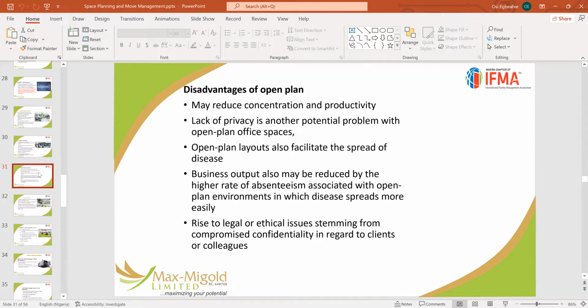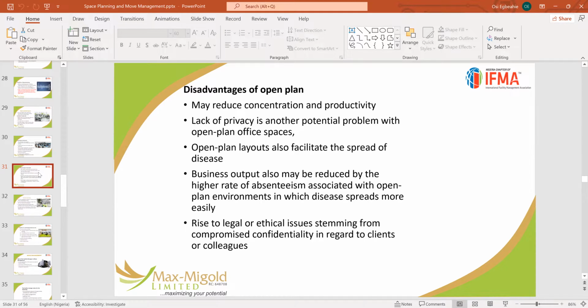Open plan layout also facilitates the spread of disease, something like COVID that is contagious and airborne. Once somebody has COVID and you are working in an open area, you are sure that all of you will catch it, because when he starts coughing, no matter how careful he is, he will still release plenty of bacteria and viruses, and then it goes around to everybody in the office.